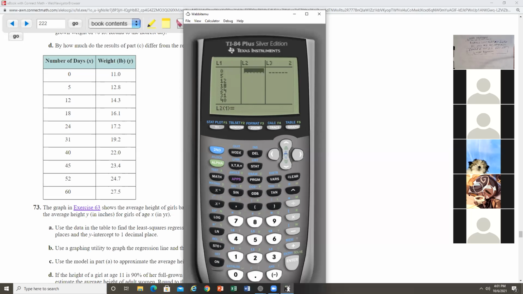Hit your right arrow key when you get done, and in list two, I want you to type in the weight of this puppy, 11 pounds, 12.8 pounds, 14.3 pounds, etc. Type all these data values in. Make sure you type the data in correctly. Don't type too fast. You might have bogus entries, and that's going to compromise our results big time.